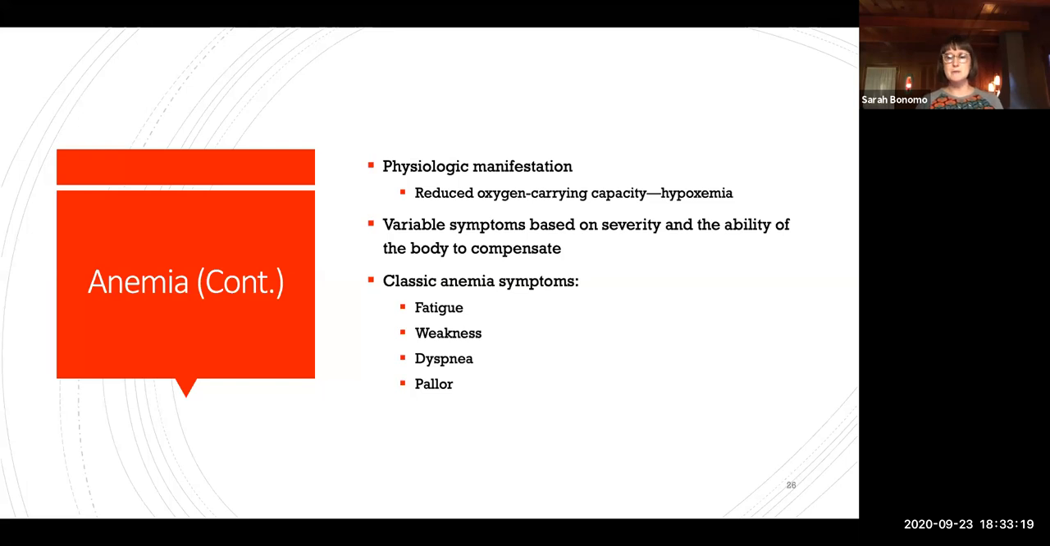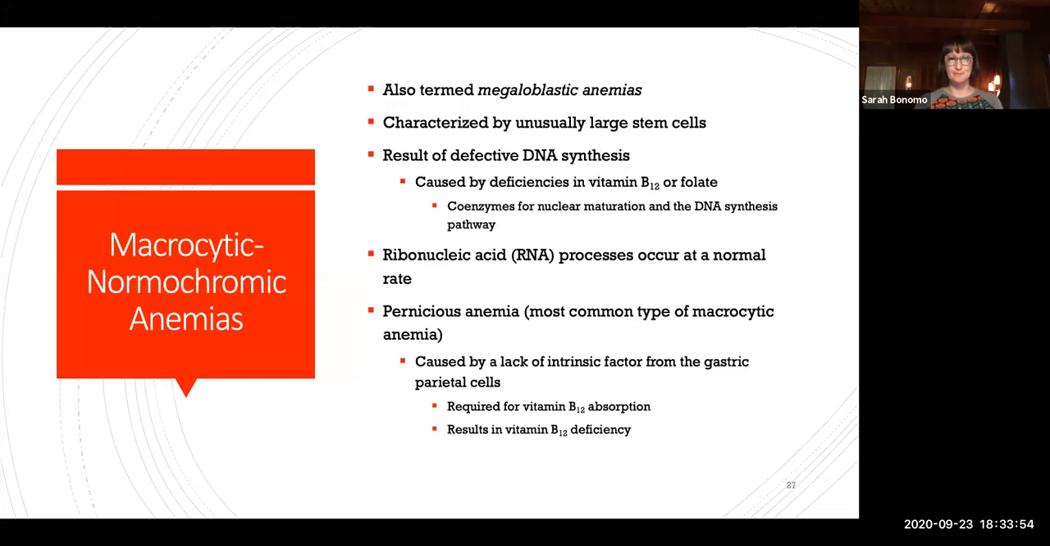But you may not automatically think, I have anemia. So there's variable symptoms, and it really is based upon the severity of the anemia and how well your body does at compensating. But these are the classic symptoms that patients come in with: fatigue, generalized weakness, dyspnea, which means shortness of breath, and pallor, which means a very pale appearing skin. That's all related typically to anemia. But as the anemia progresses or gets worse, people are going to feel symptoms much more often and significantly more severe.